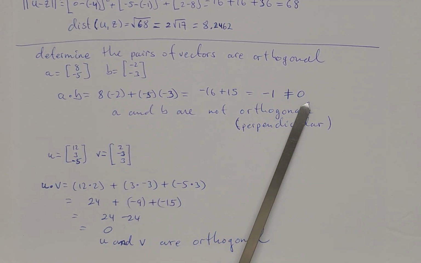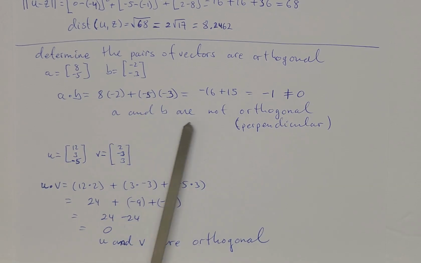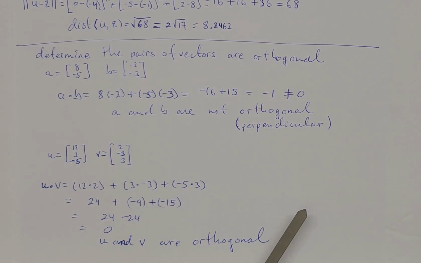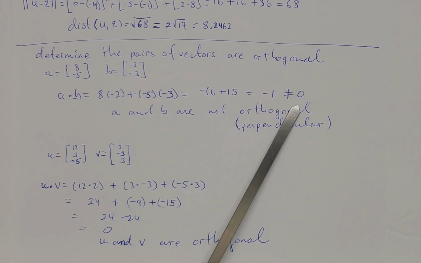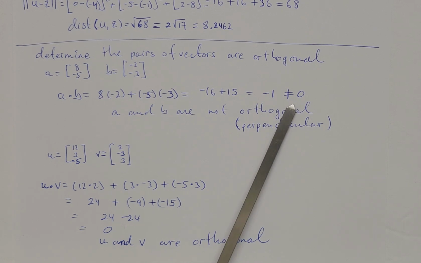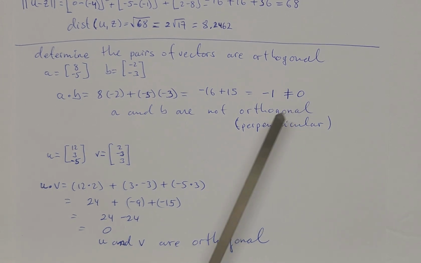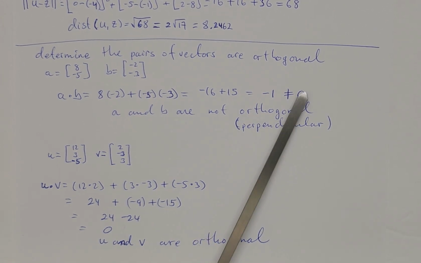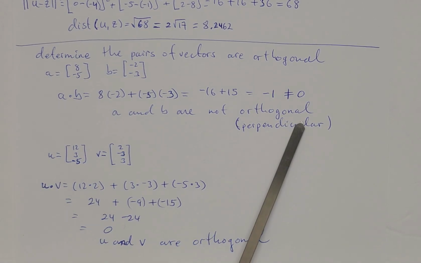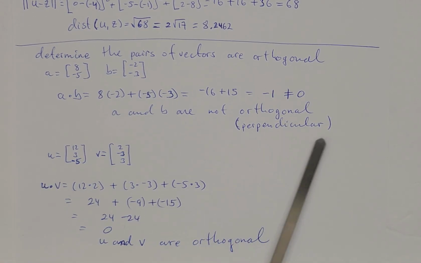So it is not 0. So A, B are not orthogonal. To be orthogonal, it has to equal 0. Again, orthogonal is just another way of saying perpendicular.